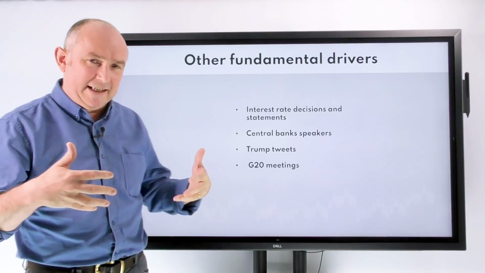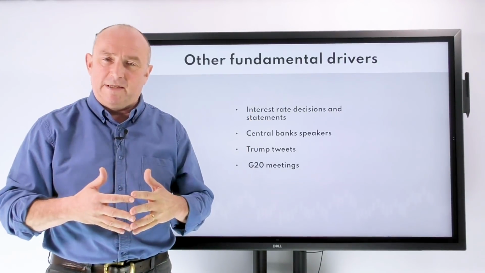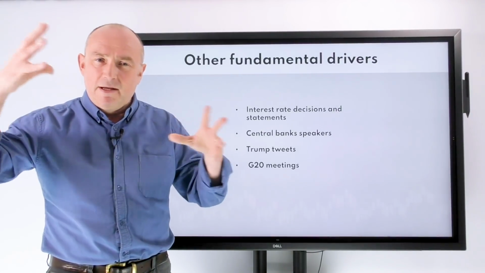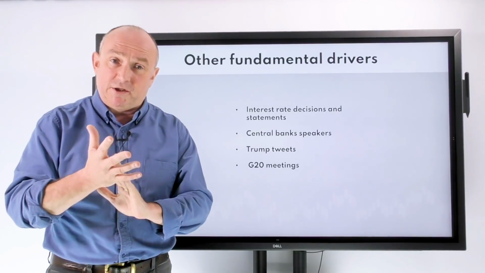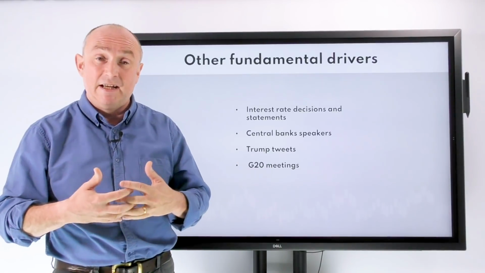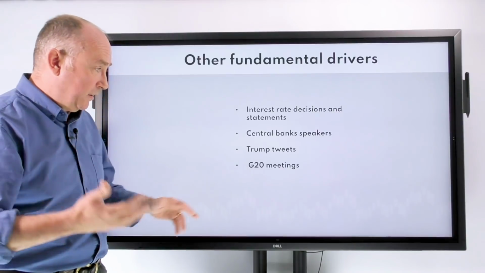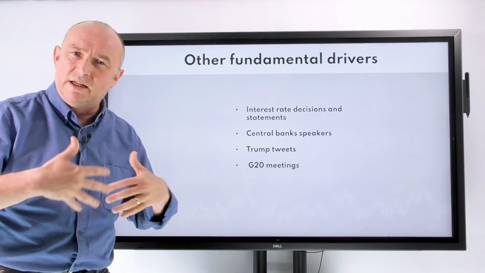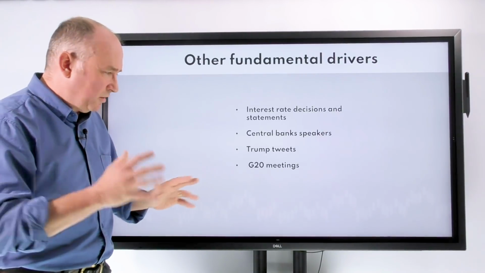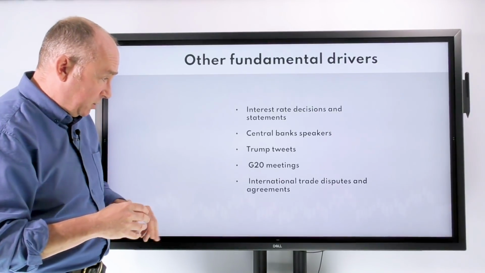Then you've got the G20 meetings. This is where all the leaders of the developed world get together and they discuss everything from economic policy to climate change and so forth. Sometimes policy announcements are made, sometimes the economic outlook is discussed as well. And so we always look at G20 meetings. Sometimes something important comes out. Not so important these days, but we certainly pay attention to it.